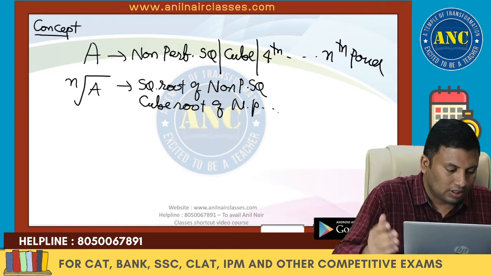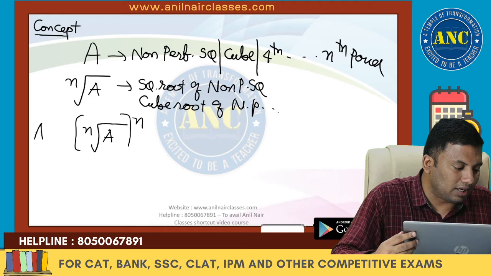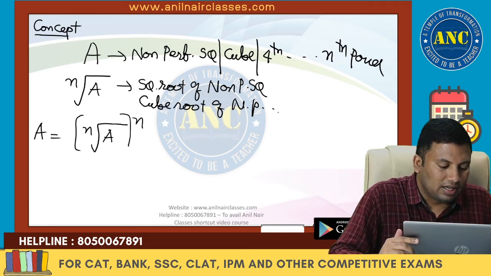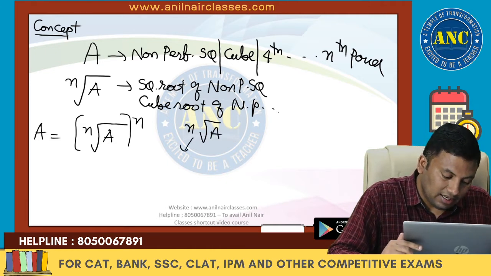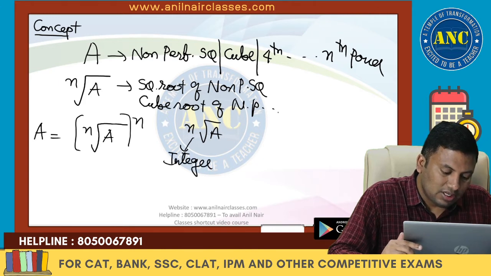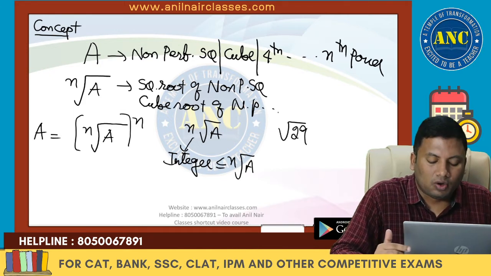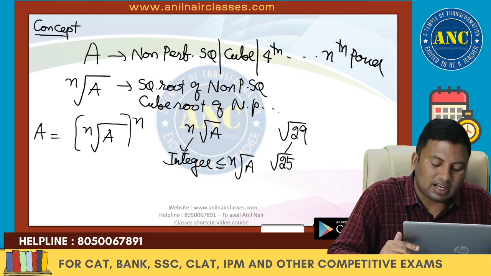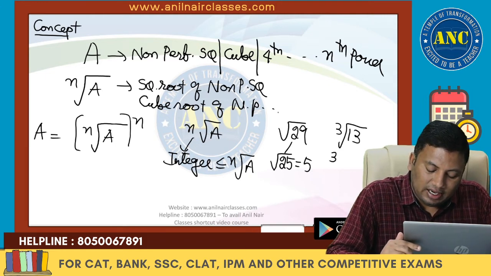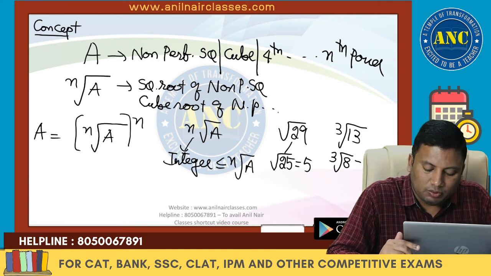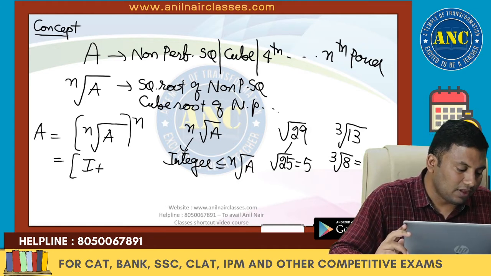Let this value be the nth root of A. Listen carefully, I am applying power n. It is nothing but capital A. This nth root of A will have two values. One is the integer value just less than or equivalent to the nth root of A. For example, root of 29: the integer just less than root 29 is 5. Or otherwise, the cube root of 13: the integer just less than it is the cube root of 8. And there will be some value. That value I will call the estimated value.